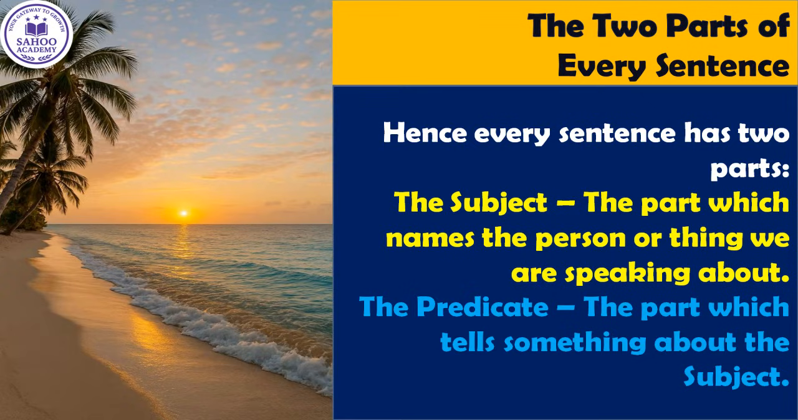So whether a sentence is long or short, simple, compound or complex, it will always contain these two building blocks. A subject to tell us who or what, and a predicate to tell us what about it. Okay? Without both, a group of words simply is not a complete sentence. Okay? So now let's go to the next slide.